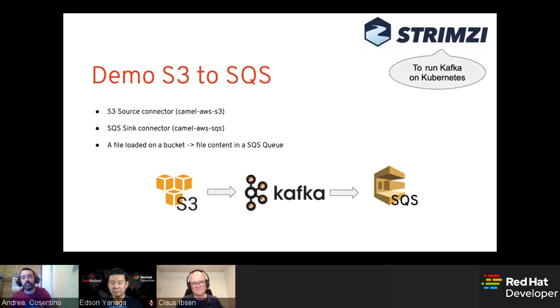Okay, so let's see a quick demo based on Kafka Connect standalone. We will use the AWS S3 source connector and the AWS SQS sink connector. So we will load the file on a specific bucket, and this file will be a source to Kafka. And after that, the message in Kafka will be consumed and sent with the sink connector to the SQS queue.